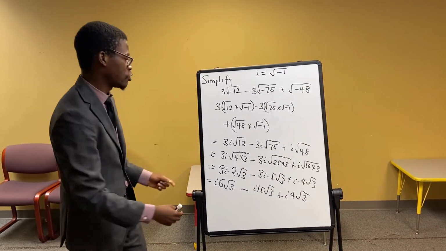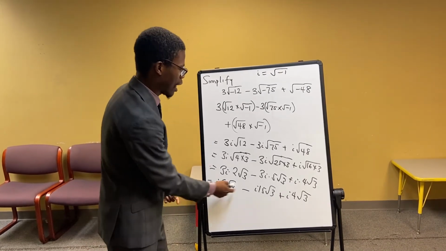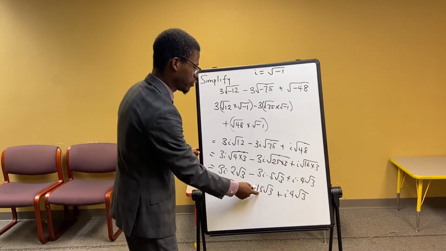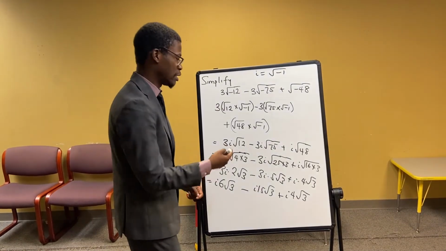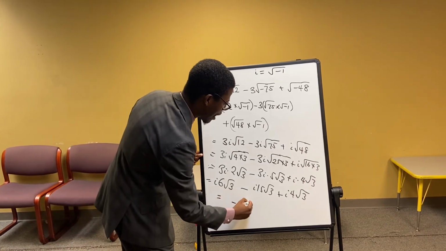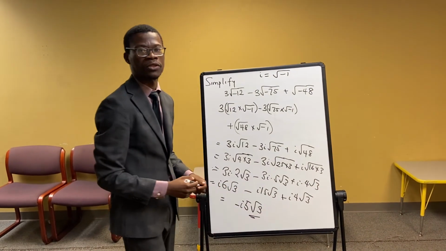Okay. Now when you are adding numbers with roots, you just add the numbers outside. Okay. So 6 minus 15 is negative 9. Negative 9 plus 4 is negative 5. So negative 5i root 3. That is the simplification of this question.